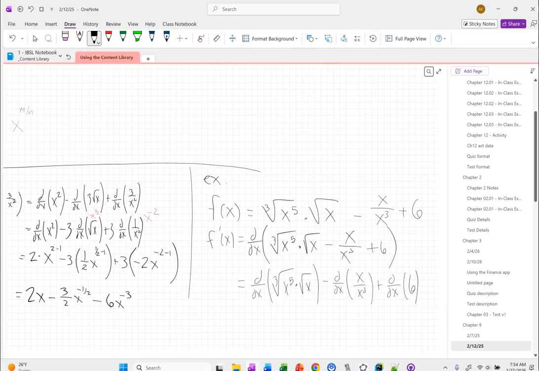Everybody okay with my first step here? Okay. Now, I've turned this into taking one derivative into 3 simpler derivatives, right? Now, when I look at 2 of those derivatives, I have a problem. Which 2 are a problem?